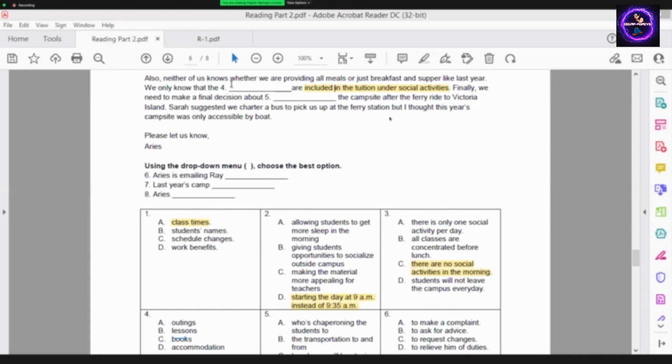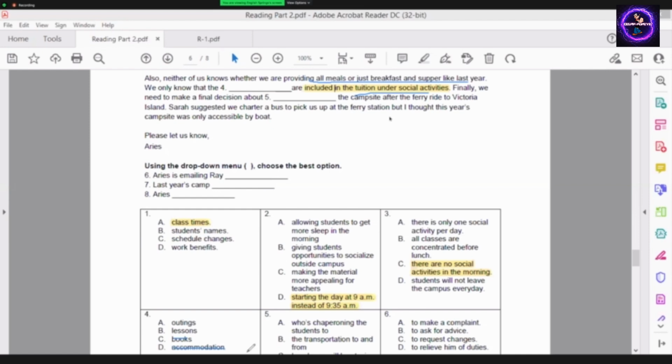Yes, because the previous sentence says we do not know whether we are providing all meals or just breakfast and supper like last year. We only know that dash are included in social activities. Social activities are them going out of the campus, visiting the museum, aquarium, science centers, and all those things. So accommodation is not appropriate. Accommodation doesn't sound right here.